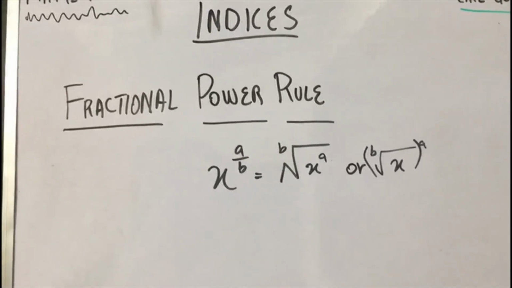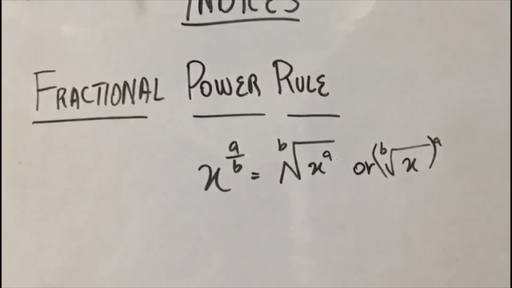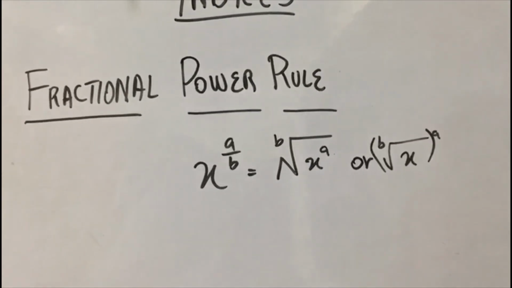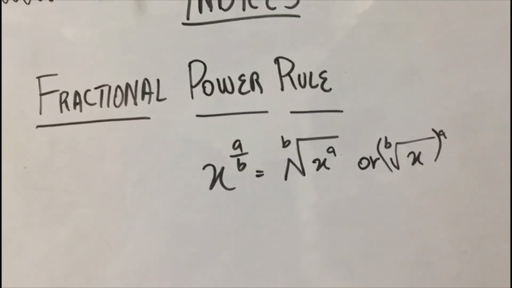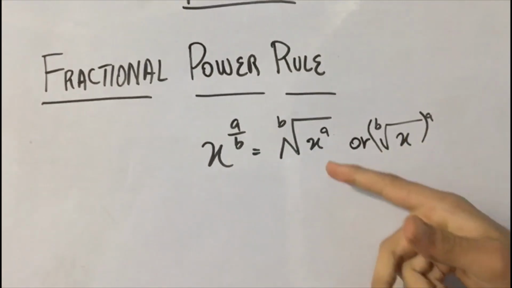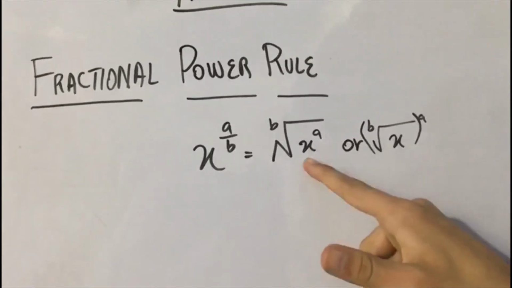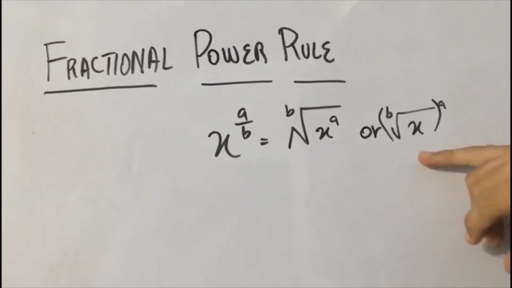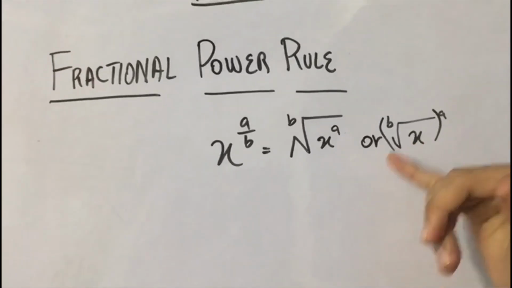This next rule is called the fractional power rule. We use this rule to solve questions in which the base number has a fraction in its power. There are two ways of solving this. They're fairly similar, just a bit different. In this method, we have x to the power of a over b, which becomes the bth root of x to the power a, and here we have the bth root of x, whole power a.